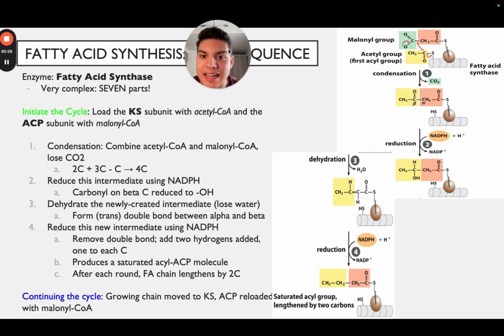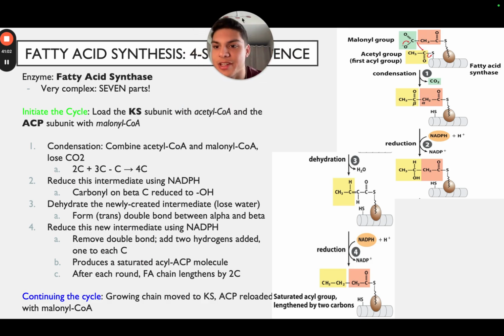So now talking about fatty acid synthesis, it's a 4-step sequence. It's going to look very similar to beta-oxidation, just in the reverse direction. So the enzyme that catalyzes this whole thing is called fatty acid synthase, and it has 7 parts. It's very complex. The only parts you need to know are the KS subunit and the ACP subunit. So the KS subunit is going to be loaded with acetyl-CoA, and the ACP unit is going to be loaded with the malonyl-CoA.